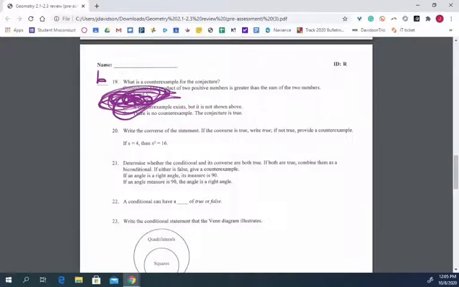Write the converse of the statement. If the converse is true, write true. If not, provide a counterexample. All right, converse means reverse. If x squared equals 16, then x equals 4. Is that true?